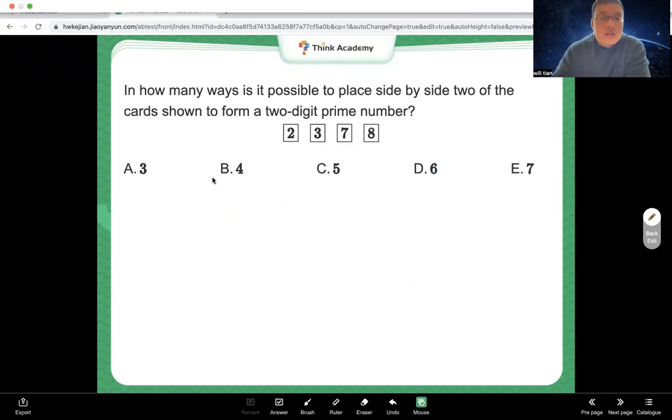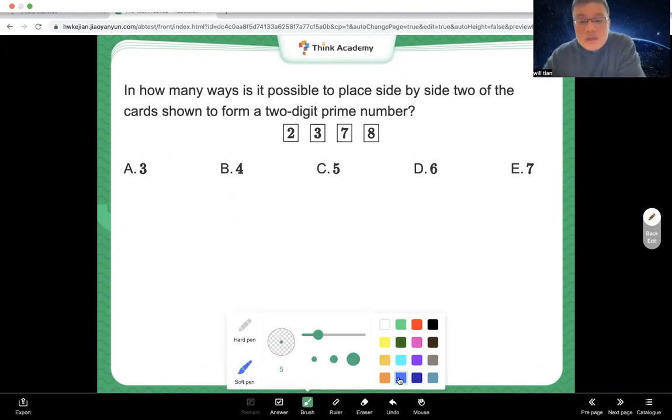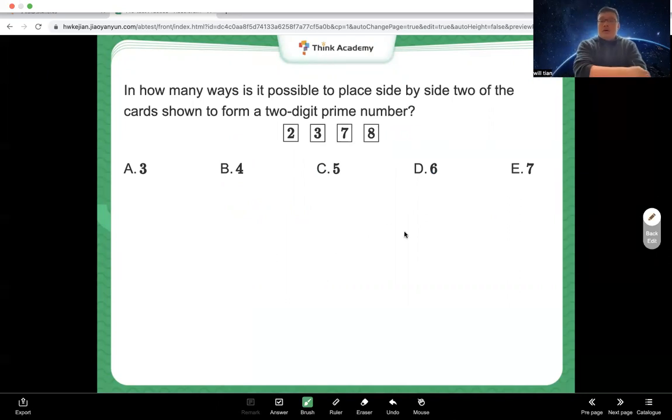The next question: in how many ways is it possible to place side by side 2 of the cards shown to form a 2-digit prime number? How many ways are there? So guys, if you want to get a 2-digit prime number, that cannot be an even number, right? That must be an odd number, because we know the only even prime number is just number 2. All the others will be odd numbers.